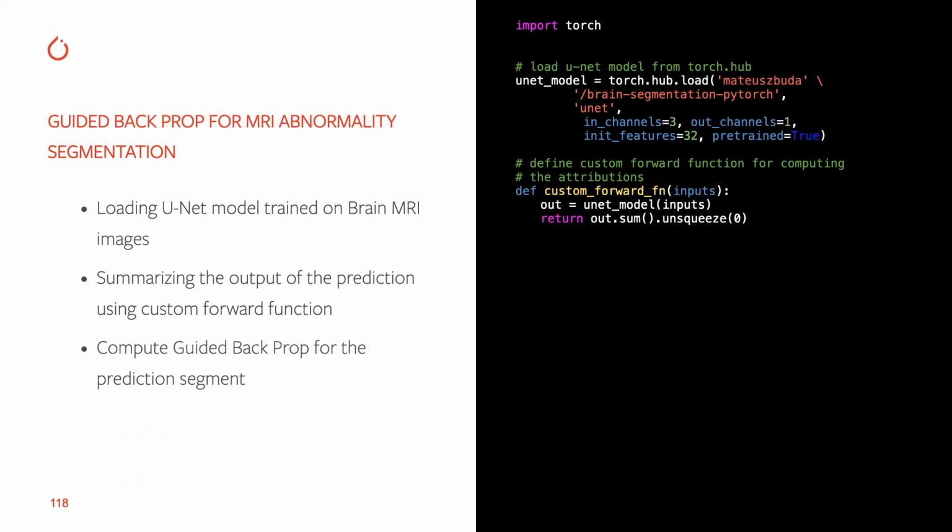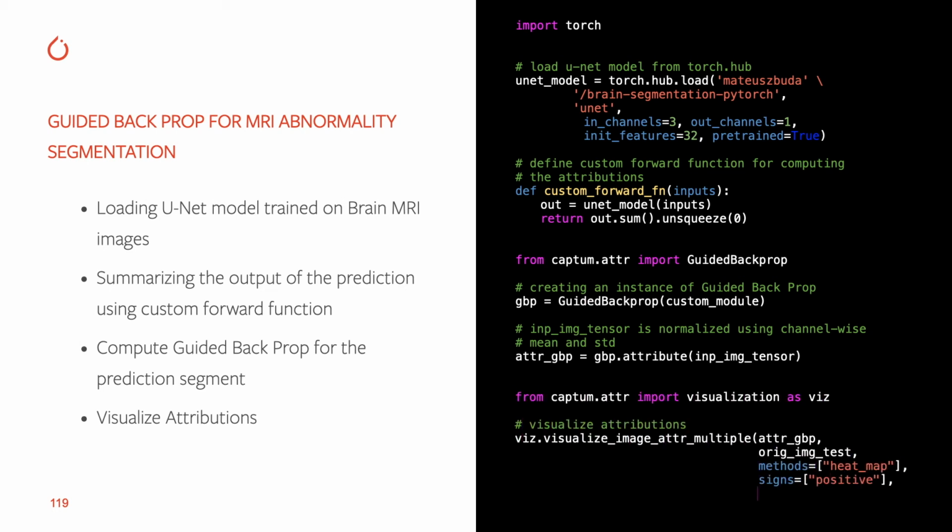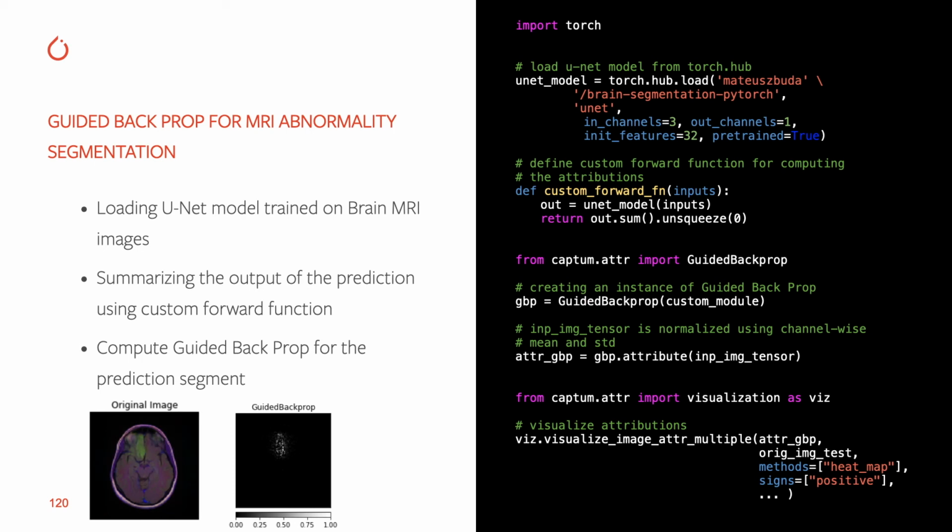Now let's try another algorithm, namely guided backprop, instead of integrated gradients. Similar to integrated gradients, we visualize the attribution scores for the predicted segment, and when we visualize it, we can see that the pixels in the abnormality area are even more visible, and we can see that this algorithm is able to show more pixels that are important for the prediction of abnormality.